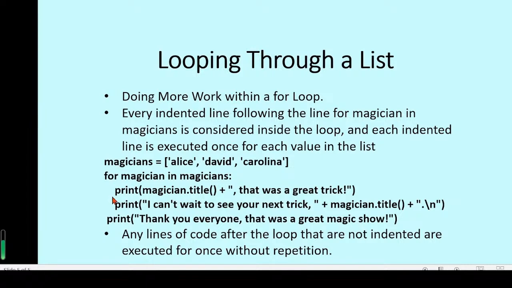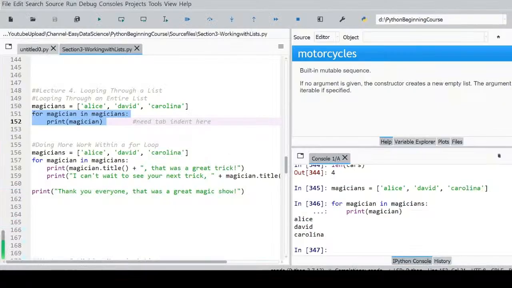So we can write print magician.title() plus "that was a great trick." And print "I can't wait to see your next trick," then magician.title(), then a new line. Then after this for loop is finished, we can print a single message. But this statement is not considered inside the loop. Any lines of code after the loop that are not indented are executed once without repetition.